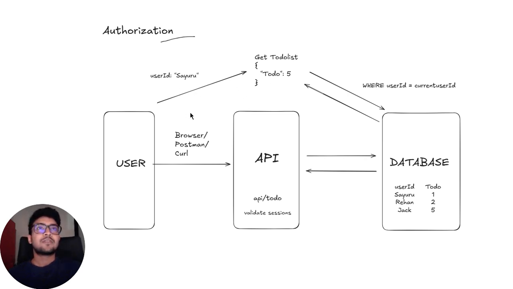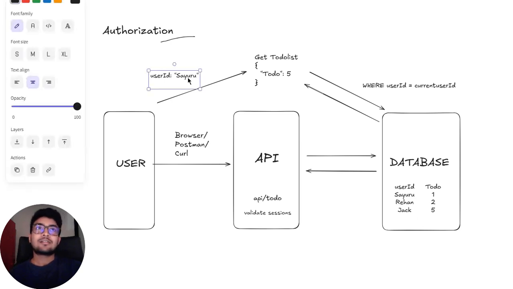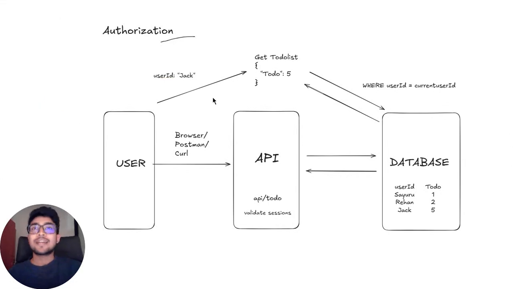So if the user ID is Cyrus and he sends a request to get to-do list number 5, which he wants to access, the request is sent to the database and it checks if to-do list number 5 belongs to Cyrus. If not, it won't get passed on to the user. If Jack logs in, for example, then yes, absolutely, because to-do list number 5 belongs to Jack.